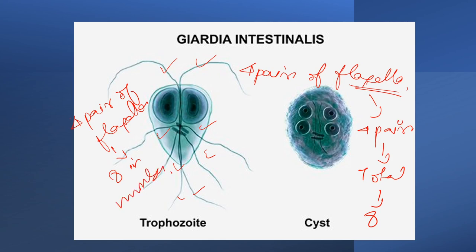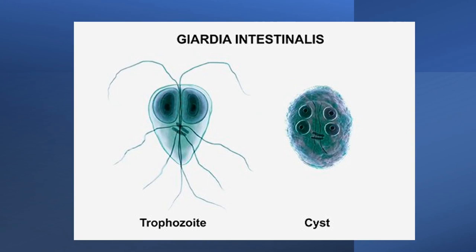Now let's study the cyst form. You can see the cyst here, and in the trophozoite there are two nuclei. Okay, two nuclei are there. But in case of cyst form, we see four nuclei. 1, 2, 3, 4. Okay, so this we have to remember. Four nuclei are present.